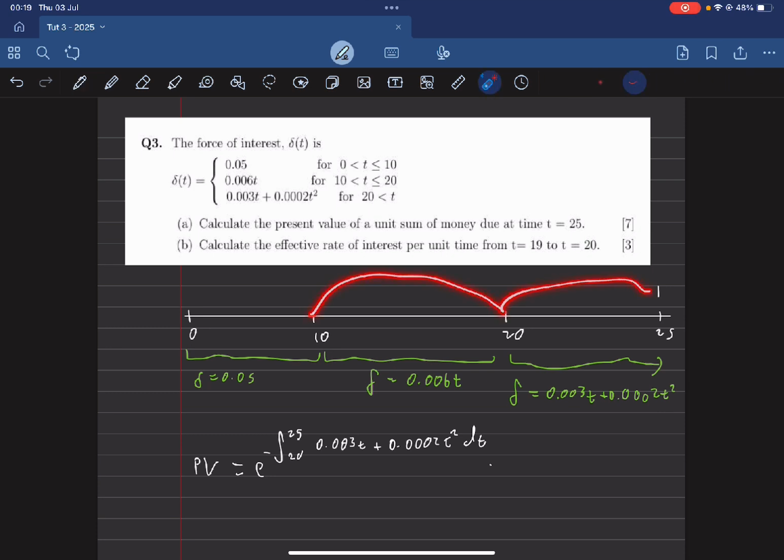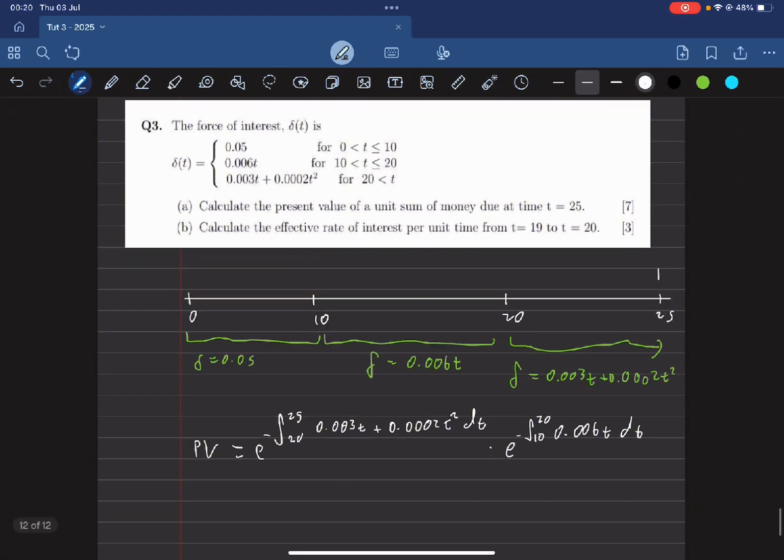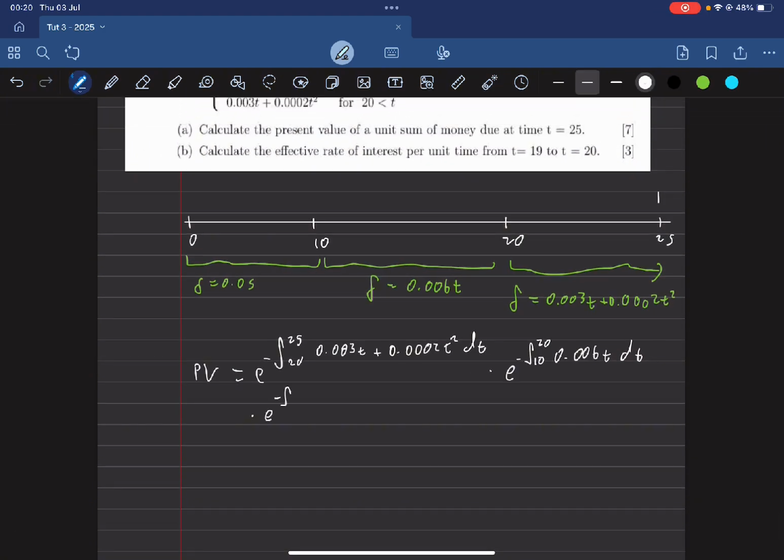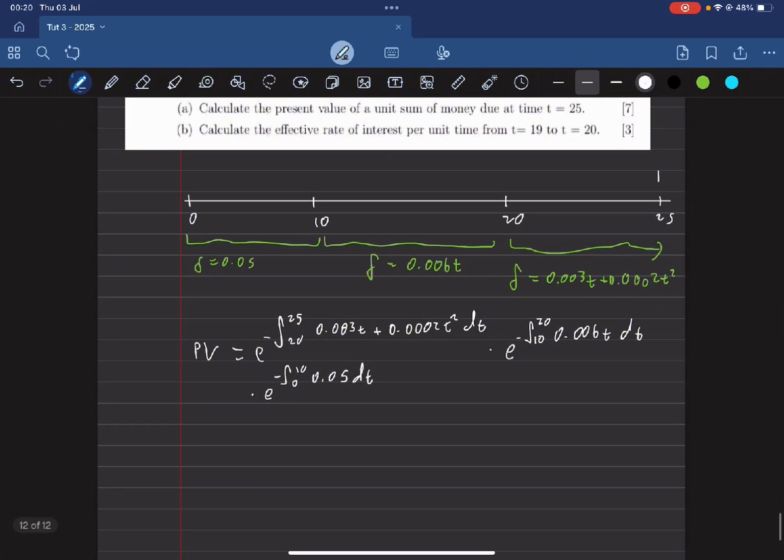Times, okay, so now it's been discounted there, so now we want to discount it from 20 to 10, so times e to the negative integral from 10 to 20 of 0.006 t dt. Okay, so now it's discounted to 10, and now you just need to discount it from 10 to 0. So times e to the power of negative integral from 0 to 10 of 0.05 dt. Cool, now we just need to solve all these integrals and we'll be done.